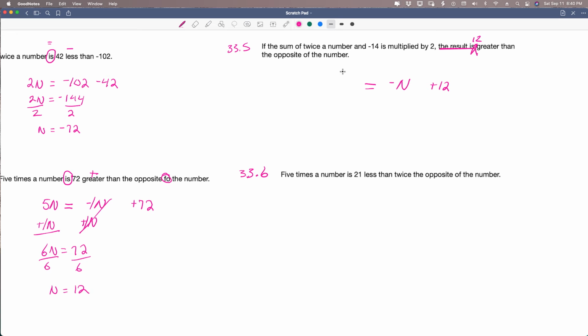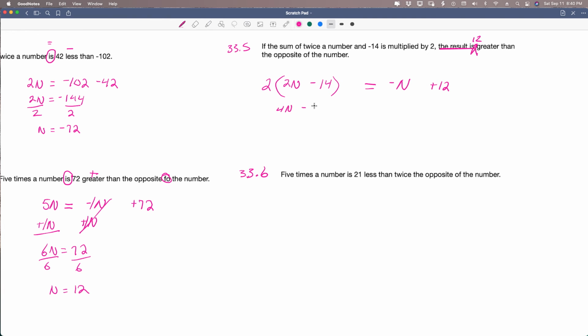All right, so let's work on this side. If the sum, so we've got two things going to be added together, of twice a number, okay, that's 2n, and negative 14, so the sum of those is multiplied by 2. The result is 12 greater than the opposite of the number. Okay, that looks right. So let's do some distribution here.